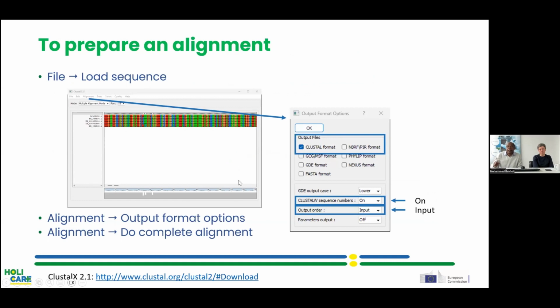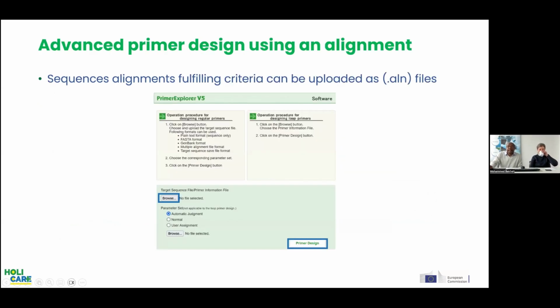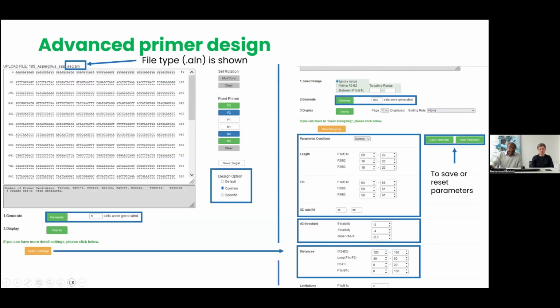The software is now going to generate several files. Among these files, you will find a file with the extension .aln, and that's the one which contains the sequences you now need to upload to Primer Explorer. Again, back to the main screen of Primer Explorer, browse, direct it to the ALN file, and you can press on Primer Design.